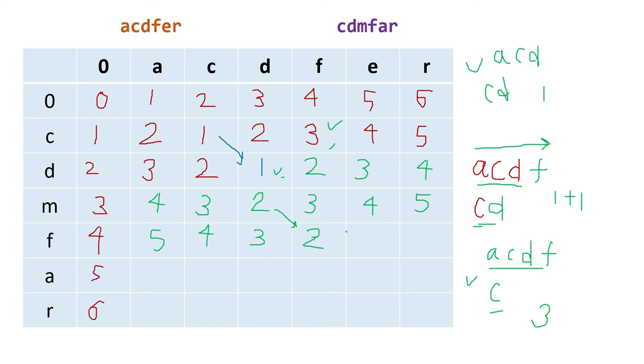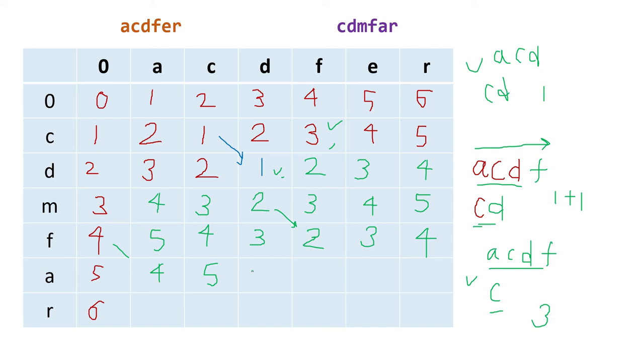Then between E and F, they are not same, so 2 plus 1, it will be 3. R and F is not same, so 3 plus 1, 4. A and A is same in this cell, so we have to take this result. So that will be 4. A and C is not same, so we have to do 5, because minimum of them plus 1.